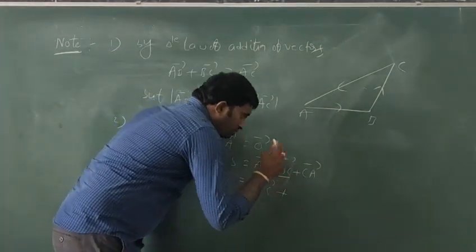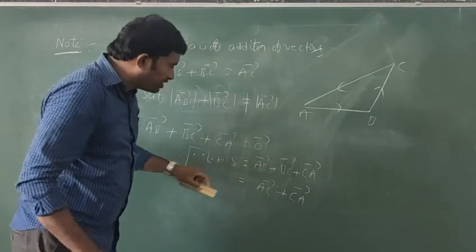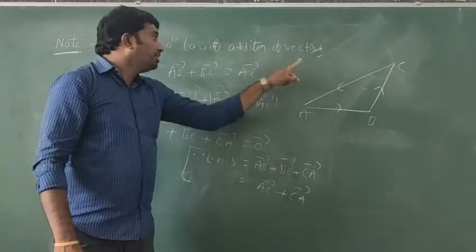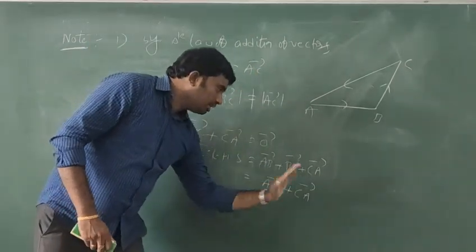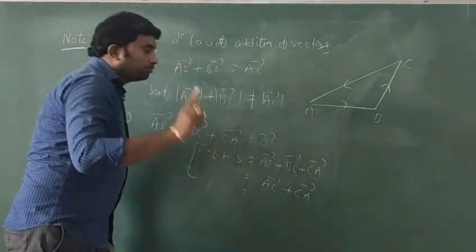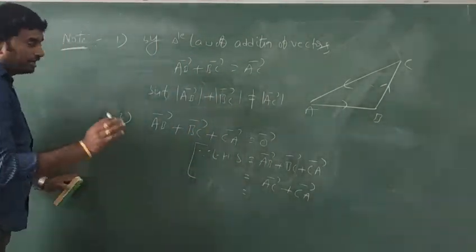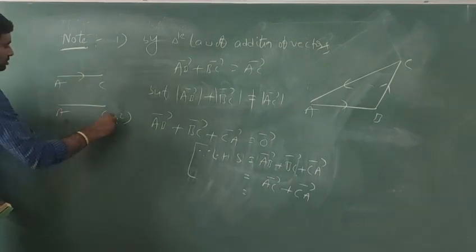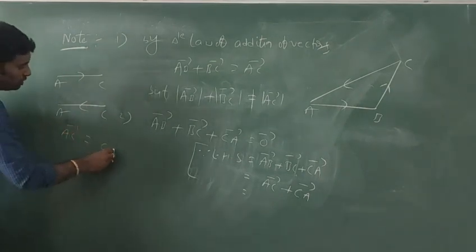What about CA bar? As it is. Got it? AB bar plus BC bar is equal to AC bar by using the triangle law of addition of the vectors, and CA bar stays as it is. Next, by using the negative vector definition, this is AC bar. What about this one? CA bar. That means AC bar is equal to minus CA bar.